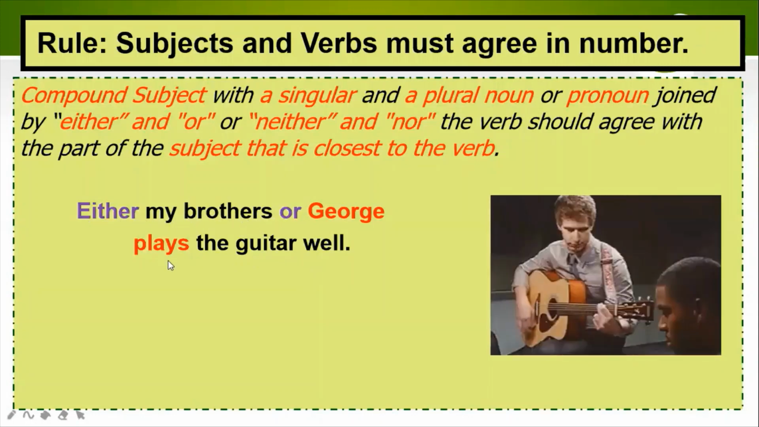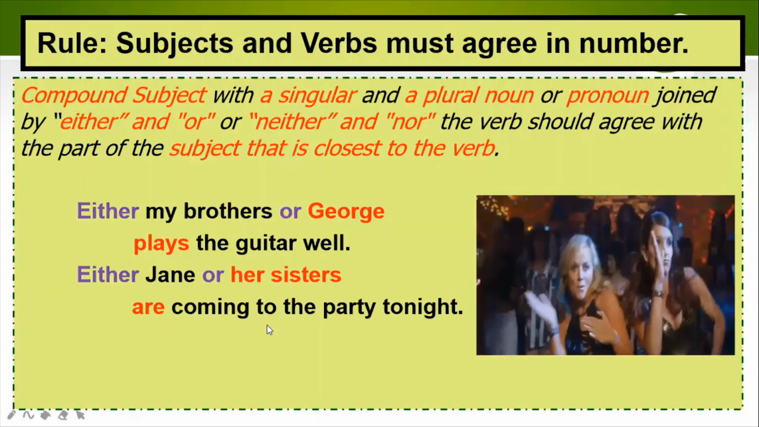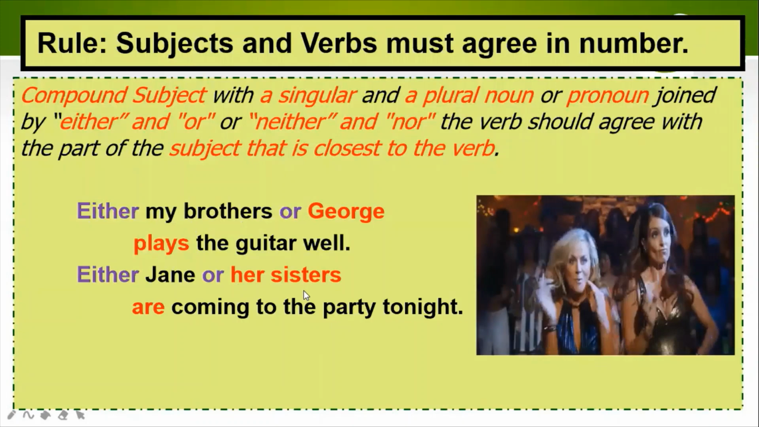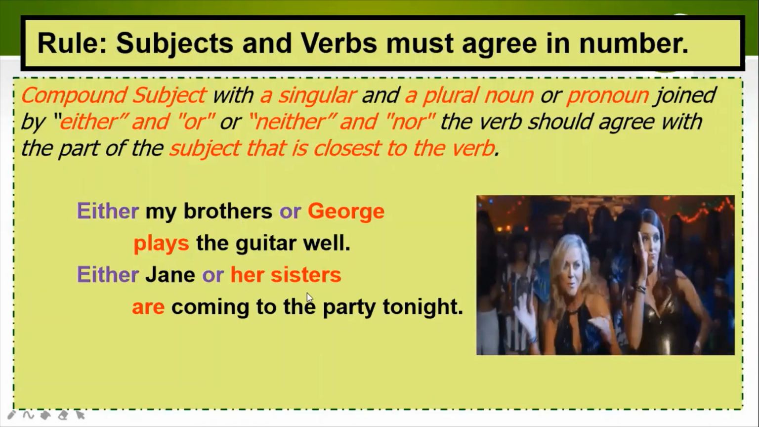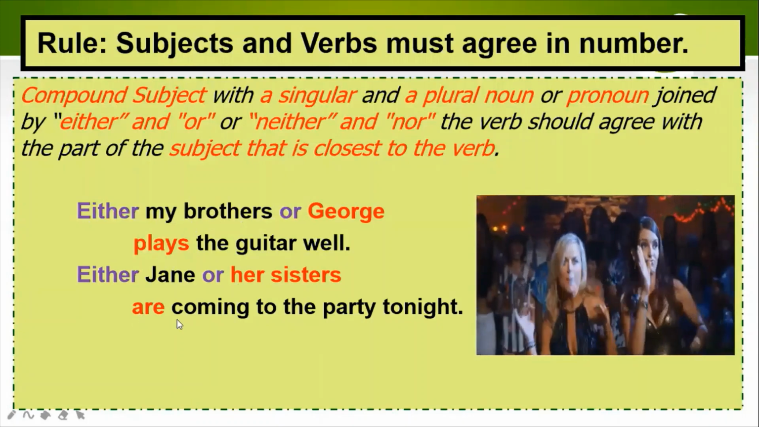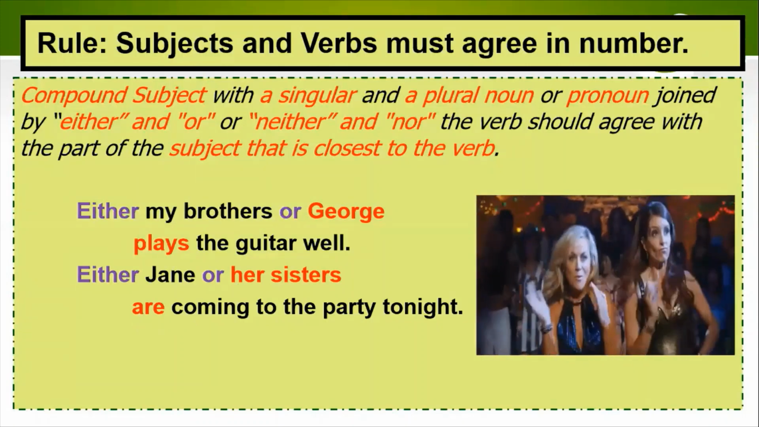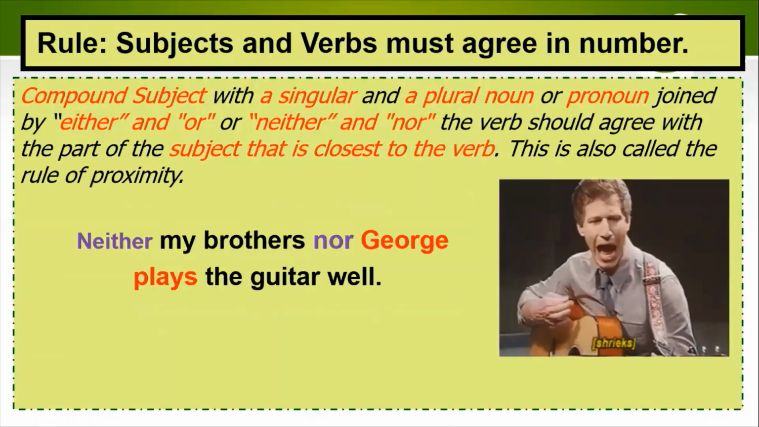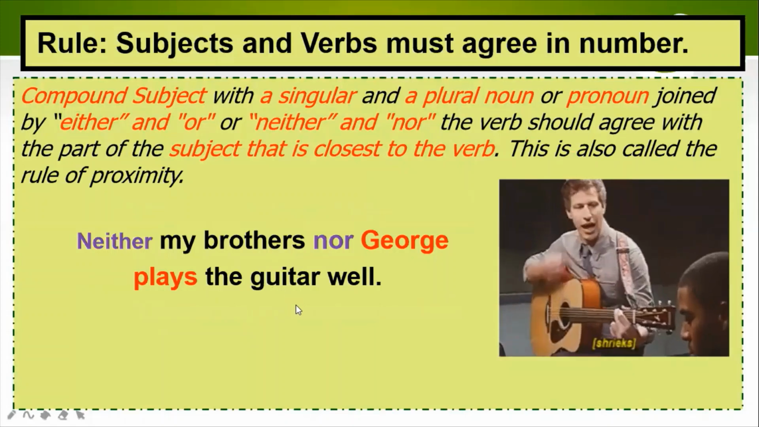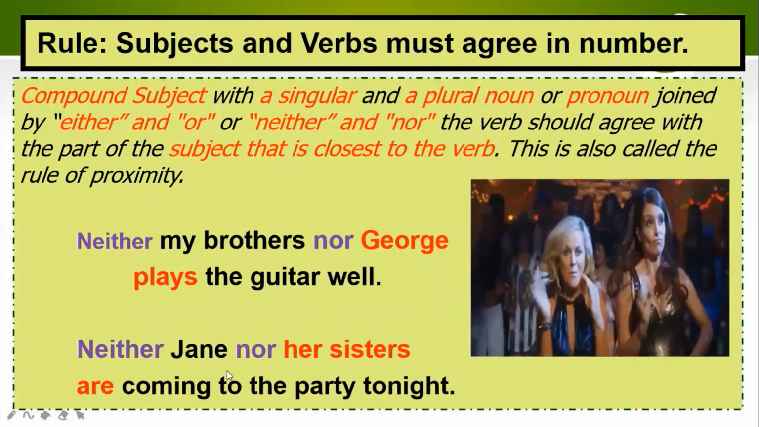The second one, either Jane or her sisters are coming to the party tonight. So, yung malapit na subject sa verb is plural. Her sisters, plural ito, kaya yung verb na are is of course plural in form din. Another examples. Neither my brothers nor George plays the guitar well. Neither Jane nor her sisters are coming to the party tonight.